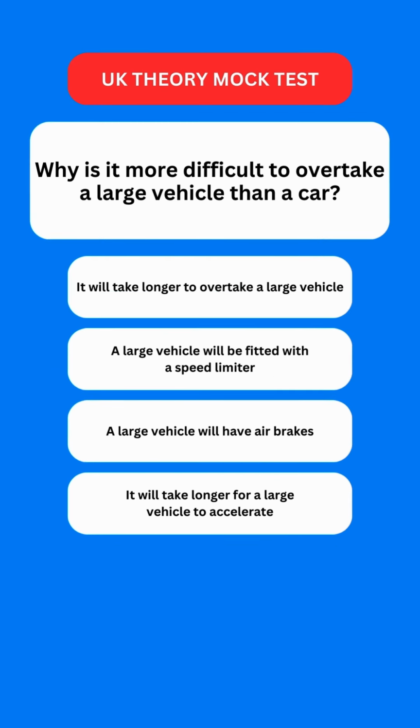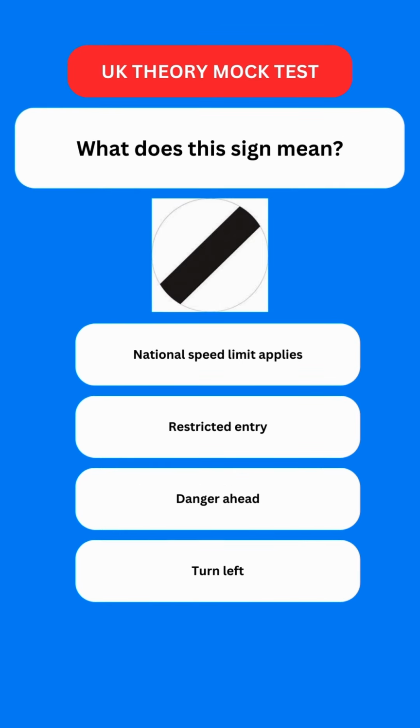Next question is, why is it more difficult to overtake a large vehicle than a car? Options are, it will take longer to overtake, a large vehicle will be fitted with a speed limiter, a large vehicle will have air brakes, or it will take longer for a large vehicle to accelerate. So the correct option is the first one, because it takes longer to overtake a large vehicle, that is why it is more difficult.